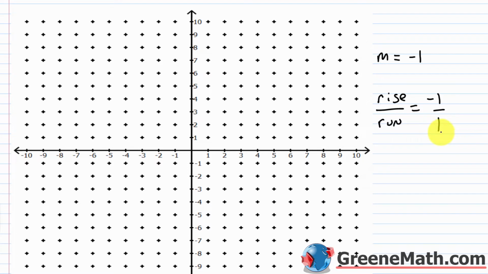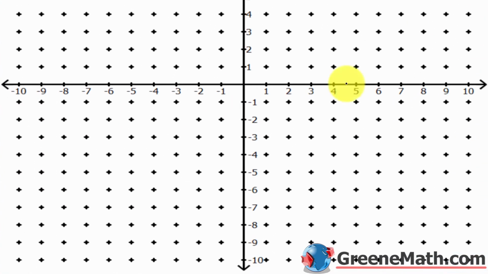Okay, now because this is positive 1 in the run, that means I'm going to the right. So positive in terms of the x-axis means you go right. Negative means you go left. Positive in terms of the y-axis means you go up. Negative means you go down. So if I started out at a point on this line, so we know that (-1, 1), which is going to be right here, so that's a point on the line.